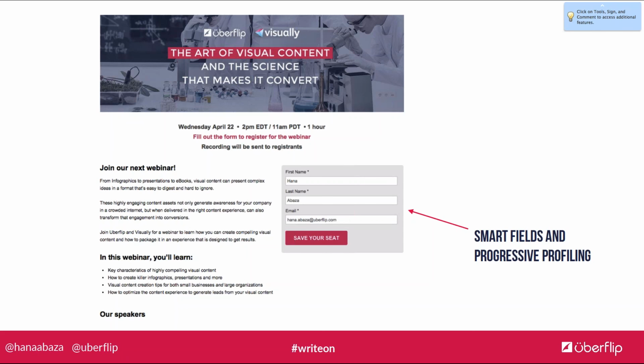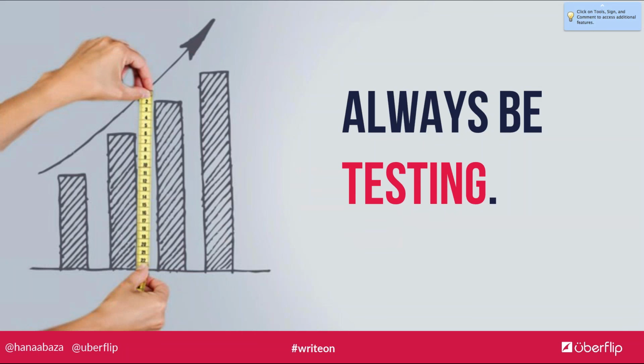And the other aspect of it is progressive profiling. So let's say I have 8 fields that I want to include, but that's way too many for my form. So maybe I include the first 4 and I queue up the next 4. And then the next time somebody returns to sign up for another webinar or another ebook, I'm going to show them the next 4 fields. So that's a way to gradually collect data over time about that person.